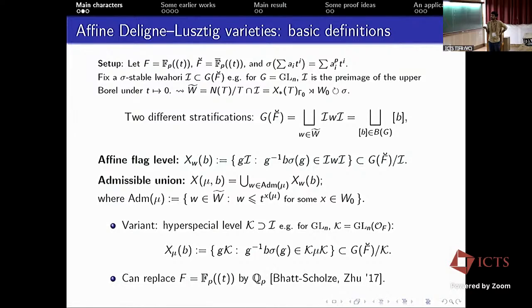And also we can change the field to allow for the mixed characteristic situation. In this case, we have to allow for perfect schemes. But in that case, the scheme structure is known by work of Bhatt, Scholze, and Zhu.